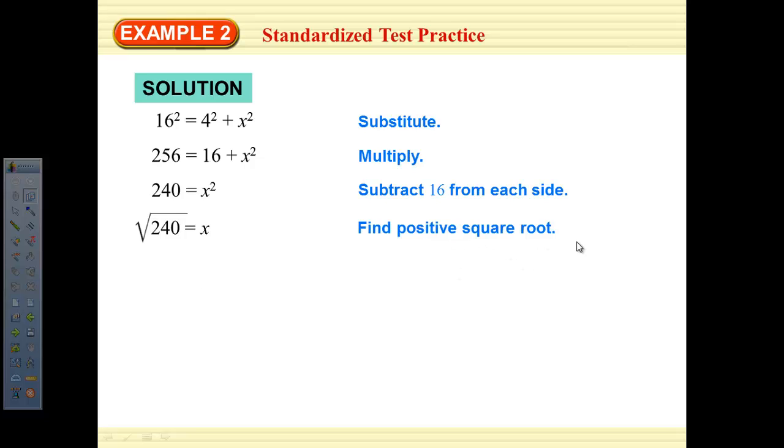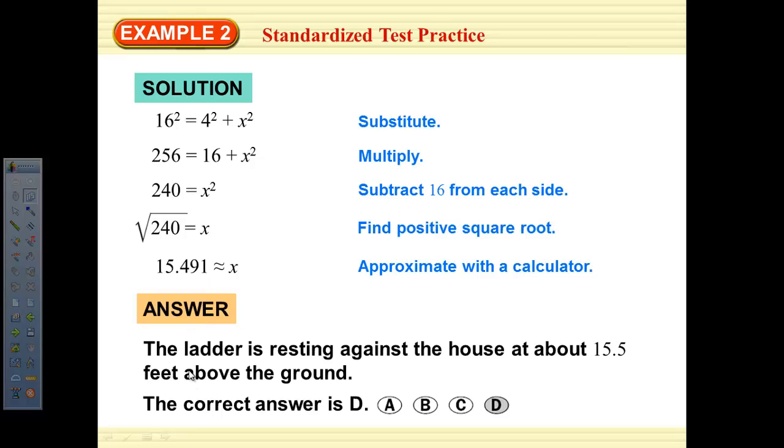And when it says positive square root, obviously we don't want the negative. We call this also the principal square root. So we only want the positive version because the length is going to be positive. And if we punch this into our calculator, we get about 15.491. I think they want you to round to the nearest tenth. So in this case it would be about 15.5, which is our D.